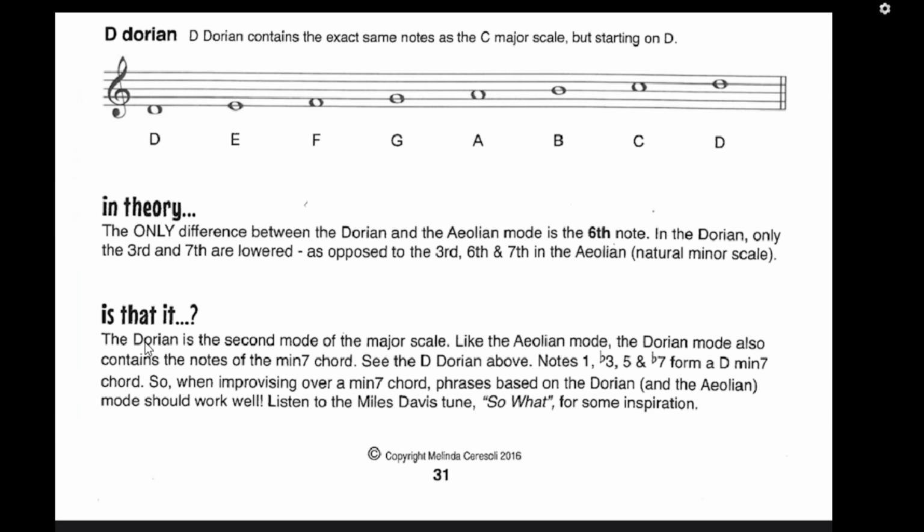As I mentioned, the Dorian mode shares the same notes as C major, except that instead of starting on C, it starts on the second note of the C major scale, D. Hence why it's often referred to as the second mode of the major scale. Like the Aeolian mode, the Dorian mode also contains the notes of the minor seventh chord. So have a look up there and you'll see it. And so when improvising over a minor 7 chord, phrases based on the Dorian and the Aeolian mode should work well over a minor 7 chord. An example of a song where this is done well is Miles Davis's tune, So What.